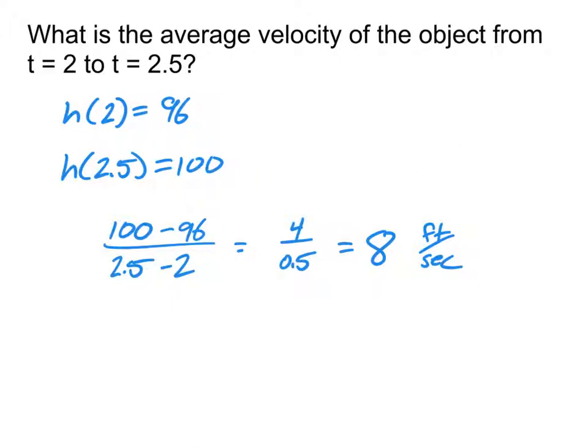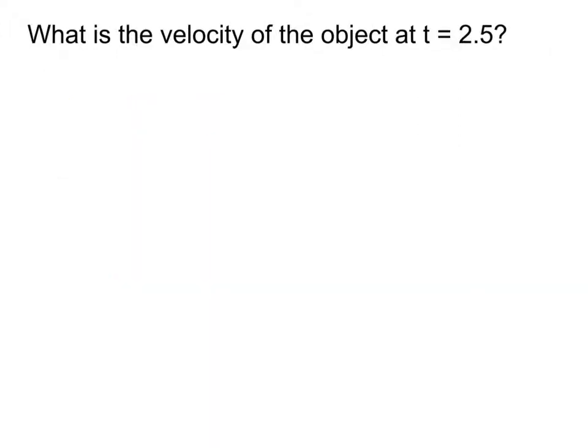Now, does this still tell us the actual velocity at t equals 2 or at t equals 2.5? No, it's still just an average between them. Now, there's only half a second between these 2 points, but it still isn't telling us the entire picture, right? So that's what we need to figure out. How would we figure out the velocity of this object at a specific time?